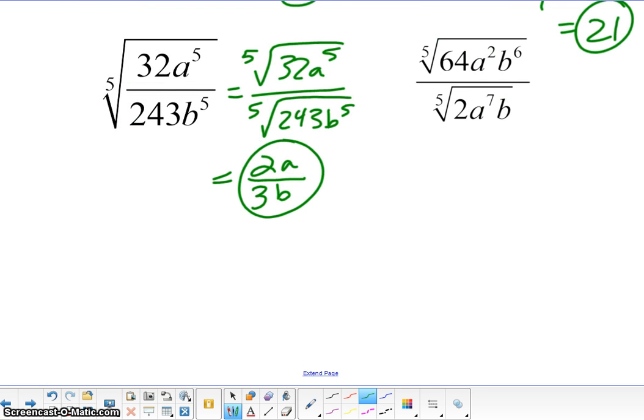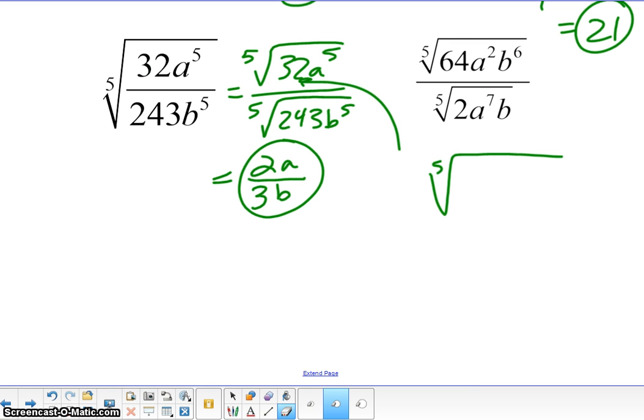Okay, and then on this one, if you are wanting to solve it individually, you can, but look ahead. Look at 64 divided by 2. That's 32, which we know from the previous problem is a perfect 5th root. So putting them together is definitely going to be the easiest way to go here.